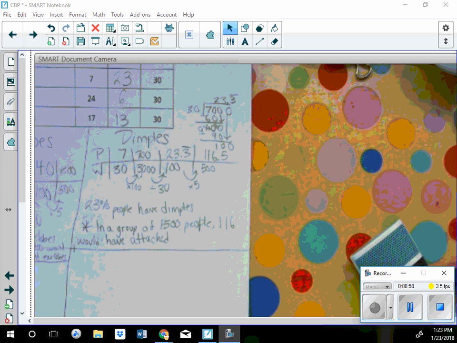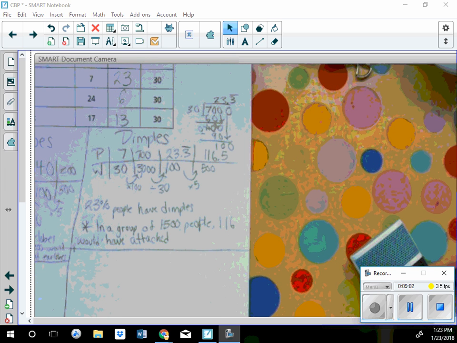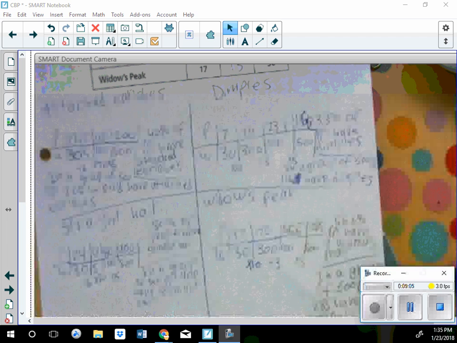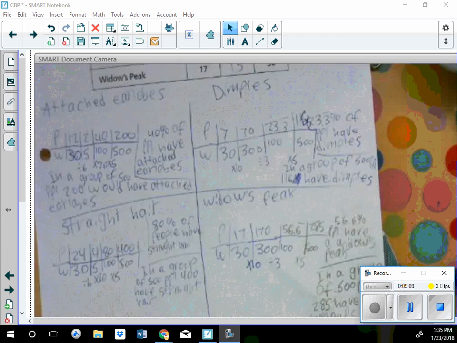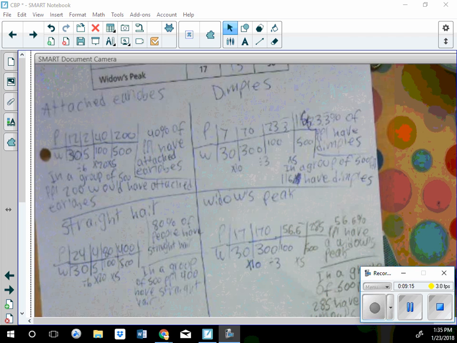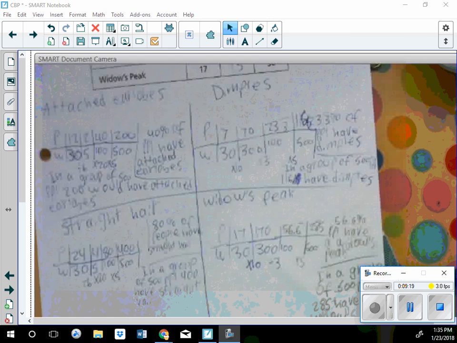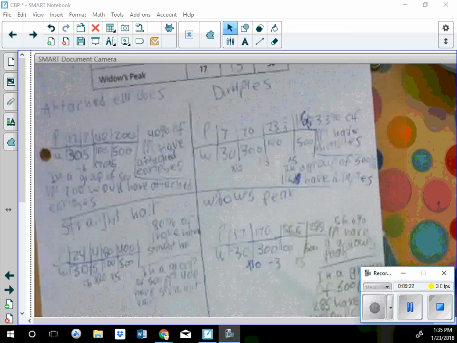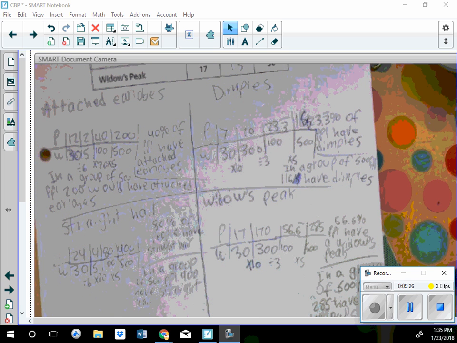Thanks, Ryan. So we're starting by looking at straight hair. I divided by 6 first, which gives me 4 and 5, and then I multiplied by 20, which is 80 and 100, and then to get the 500, I just multiplied by 5. So what percent of people have straight hair? 80%, and then 400 out of 500 people. So if we had a group of 500 people, 400 of them would have straight hair.